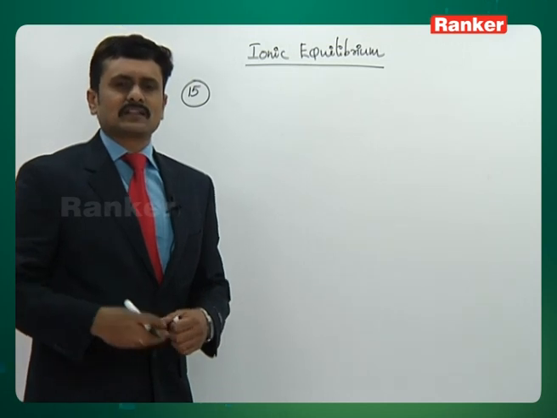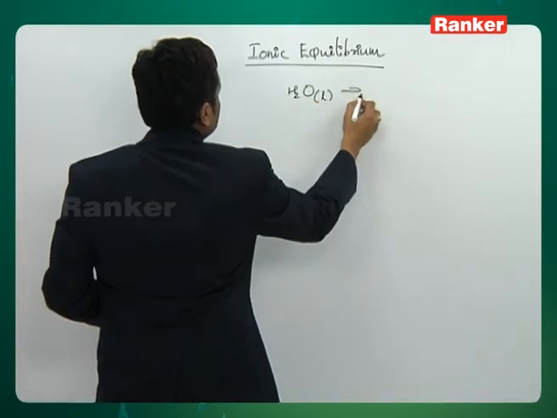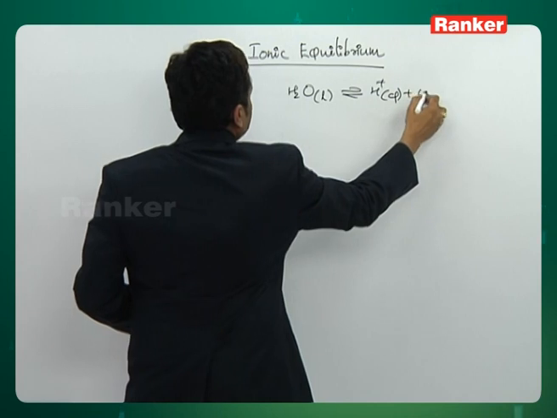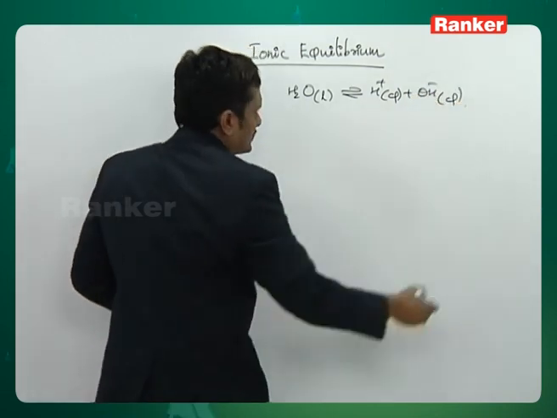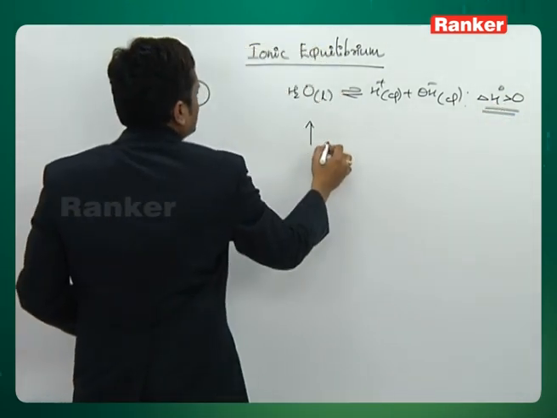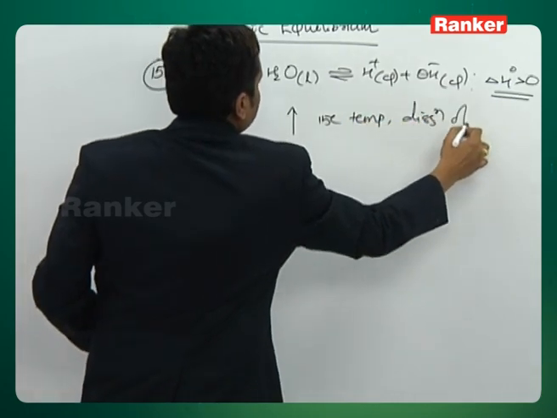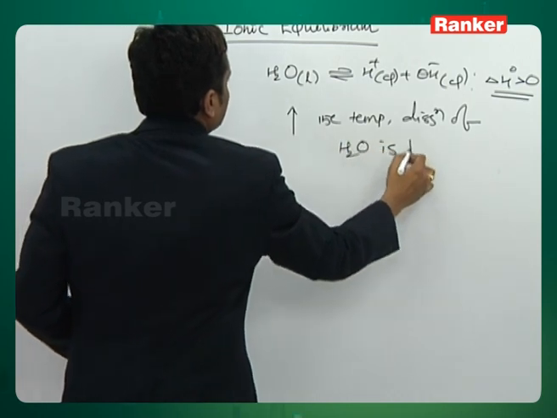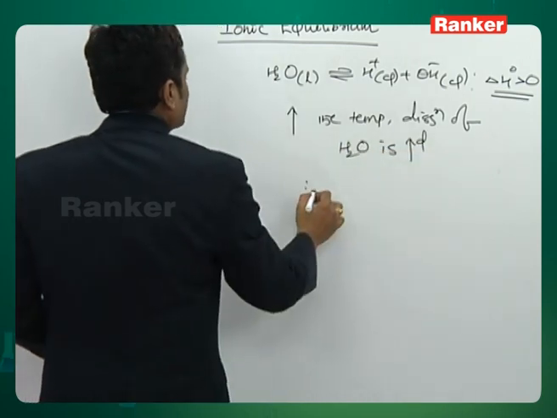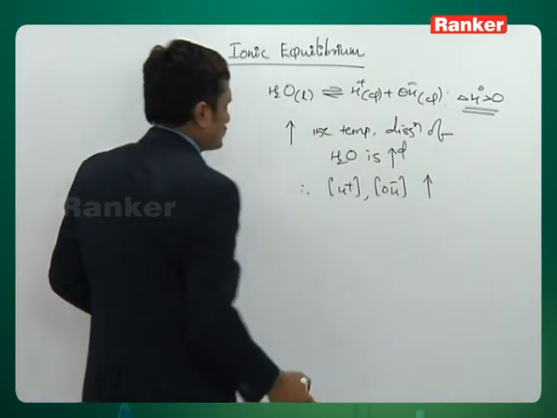We have pure water and it is asked what happens to its pH and pOH when the temperature is increased. As we know that water is going to dissociate into H plus and OH minus ions. So the dissociation is endothermic by nature. So when I am increasing the temperature, the dissociation of H2O is increased. Therefore, the concentration of H plus and concentration of OH minus is supposed to increase proportionately.